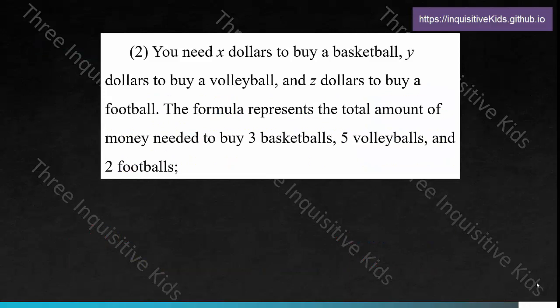Now let's take a look at the second problem. You need X dollars to buy one basketball, Y dollars to buy a volleyball, and Z dollars to buy a football. The formula represents the total amount of money needed to buy 3 basketballs, 5 volleyballs, and 2 footballs. So pause the video and write down a formula that you can use to express the amount of money that is going to be needed to buy 3 basketballs, 5 volleyballs, and 2 footballs.